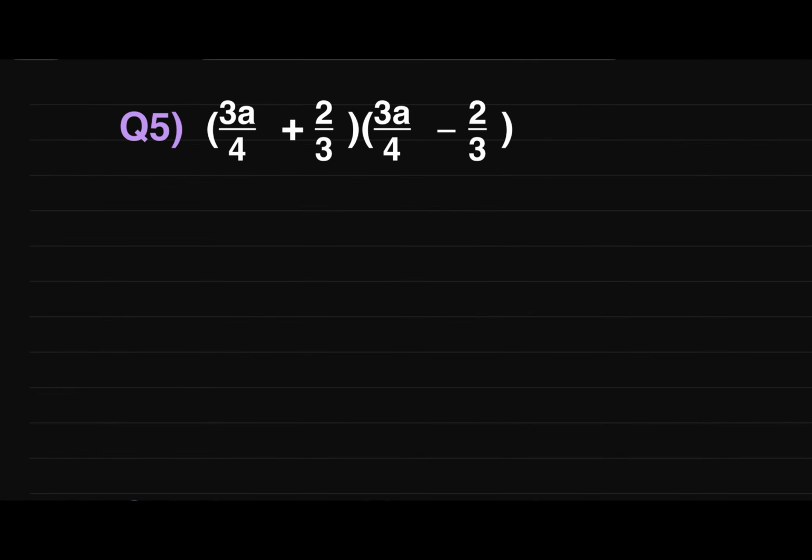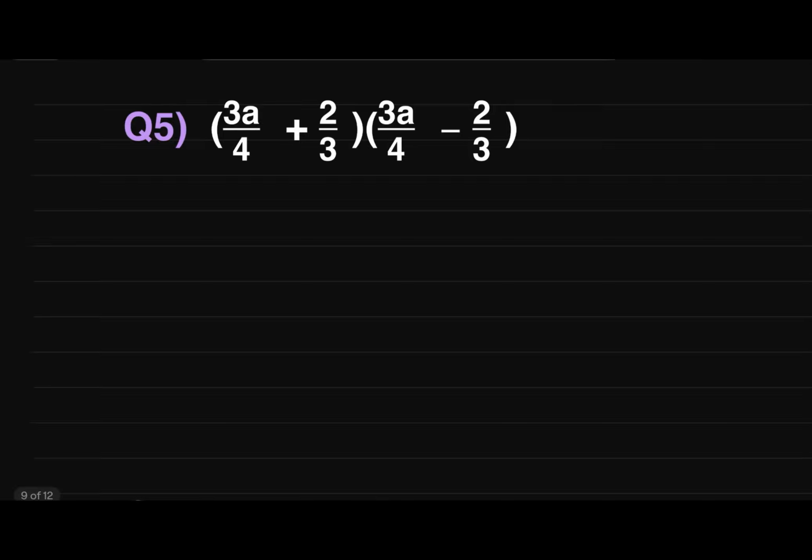Now question number 5 is in the form of a fraction, but again this is our a, this is our b. It is the same in both the brackets, 1 plus and 1 minus. So we use the identity a plus b, a minus b is a square minus b square. So a (3a upon 4) square minus (2 upon 3) square.